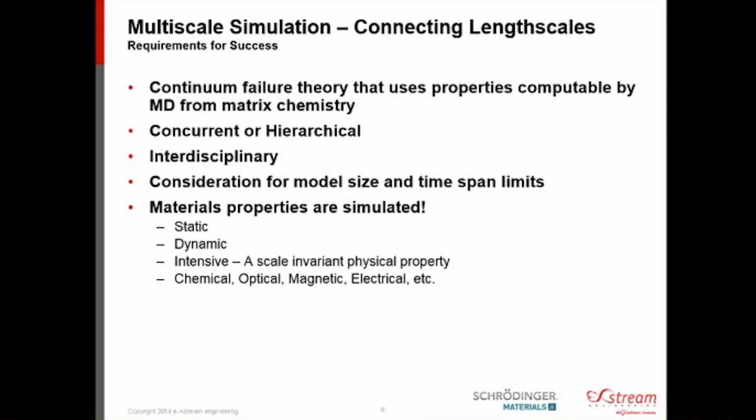You have to have a consideration for model size and time span limits. At the MD level, the time spans are very, very short, and the strain rates are very, very high. So you have to take that into consideration when building your analysis chain to make sure that you're not relying on properties that are sensitive to those things. And there are lots of materials properties that can be simulated. You can simulate static and dynamic structural response. You can also look at chemical, optical, magnetic, and electrical responses at the chemistry level and at the microstructure level.